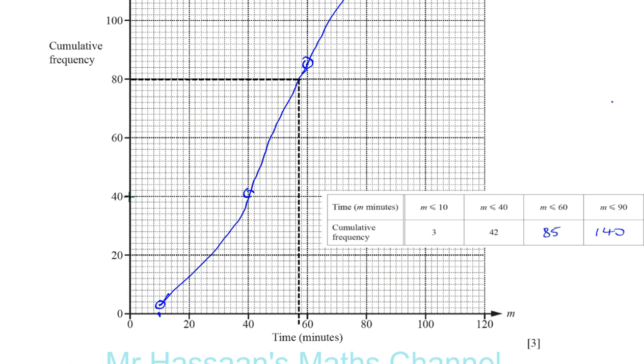Anyway, no problem. From 40, if I drew this graph properly, which I can try and correct now, you can see that I've gone a bit too curved that way. It should have gone up like this.